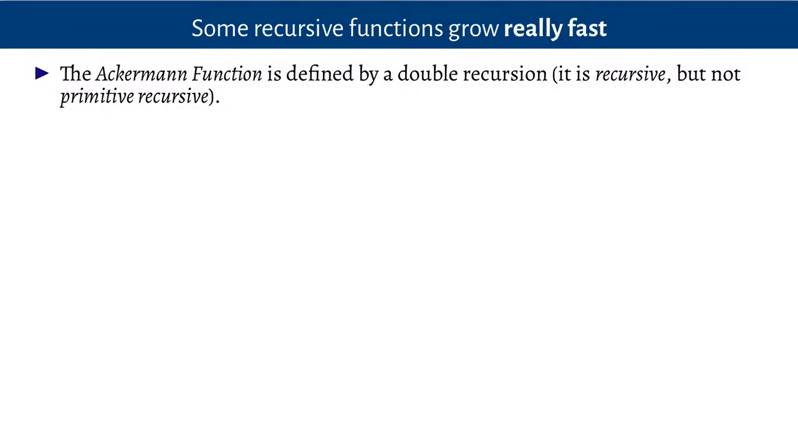Now, to give you some sense of how fast-growing the busy beaver function must be, I'll give you an example of a recursive function, which is actually a very fast-growing function itself. It's called the Ackermann function. It's defined by a double recursion, which means in this case it's a recursive function, but it's not primitive recursive. We define it like this.